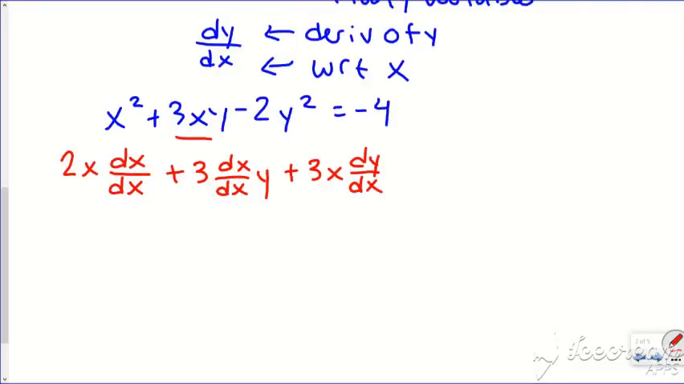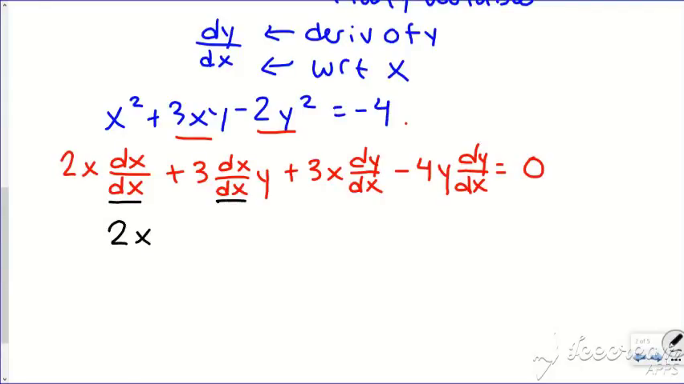Also a chain rule here, so I'll get minus 4y, but then I have to take the derivative of y with respect to x. And on the other side, the derivative of a constant is 0. So that's me doing step number 1. Step number 2, I want to do a little algebra simplification. So anytime I see dx over dx, that's just 1.